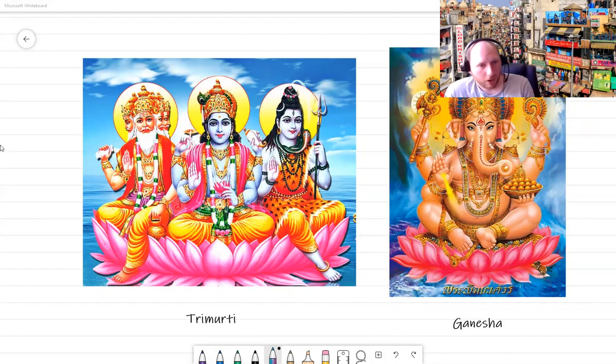Some of them are worshipped by different groups of Hindus at different times. There are some Hindus who will spend all their time worshipping just Shiva or just Vishnu. Whereas there are other groups of Hindus who will pray to them all equally. There are some Hindus who will just pray to Ganesha or will pray to Hanuman, the monkey god of strength, all this kind of stuff.